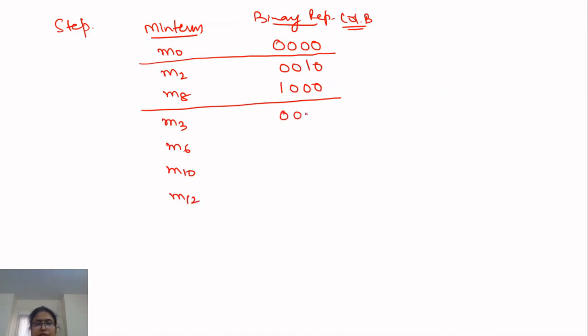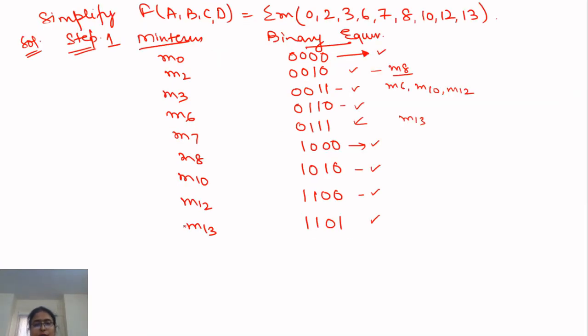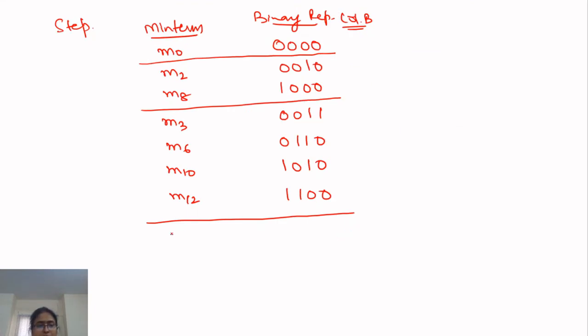3 is 0 0 1 1, 6 is 0 1 1 0, 10 is 1 0 1 0 and this is 1 1 0 0. So this is my third group. And the last one was with three ones, and this was M7 and M13. So I can write M7, M13. M7 was 0 1 1 1, 13 was 1 1 0 1. So this is my fourth group. So this is my second step.